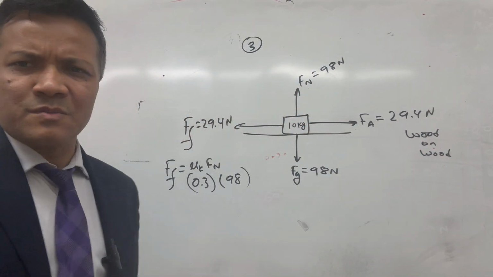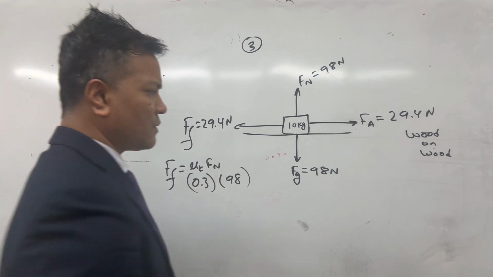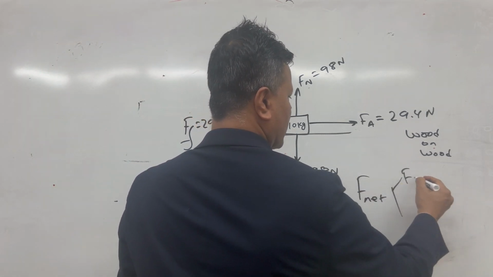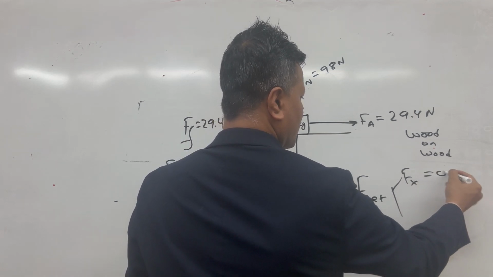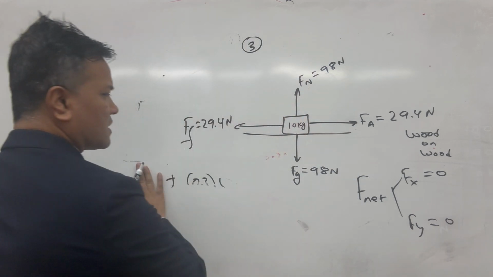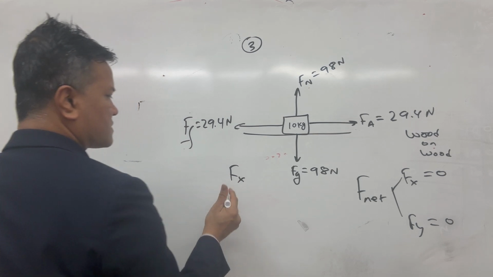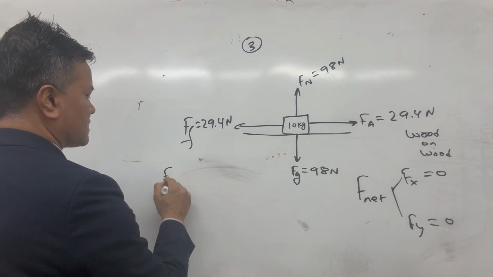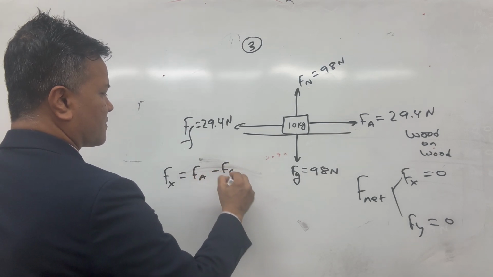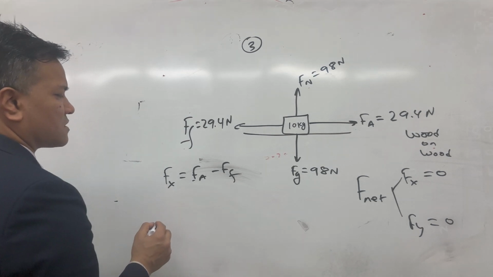So this object is moving with constant velocity. Why is that? It is because the net force is 0. What is the net force? The net force in the x direction is 0. Why is that? And the net force in the y direction is 0. Why is that? In the x direction, how many forces does the box have? In the x direction, you have Fa minus Ff. They are equal in magnitude, opposite in direction. So what is that?